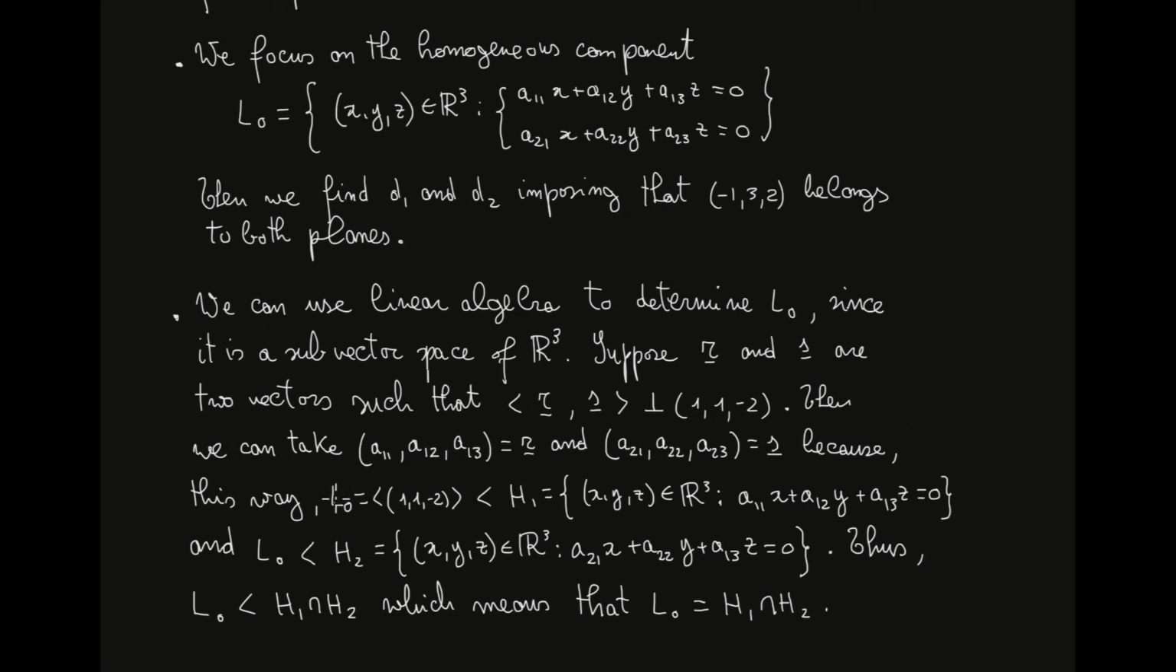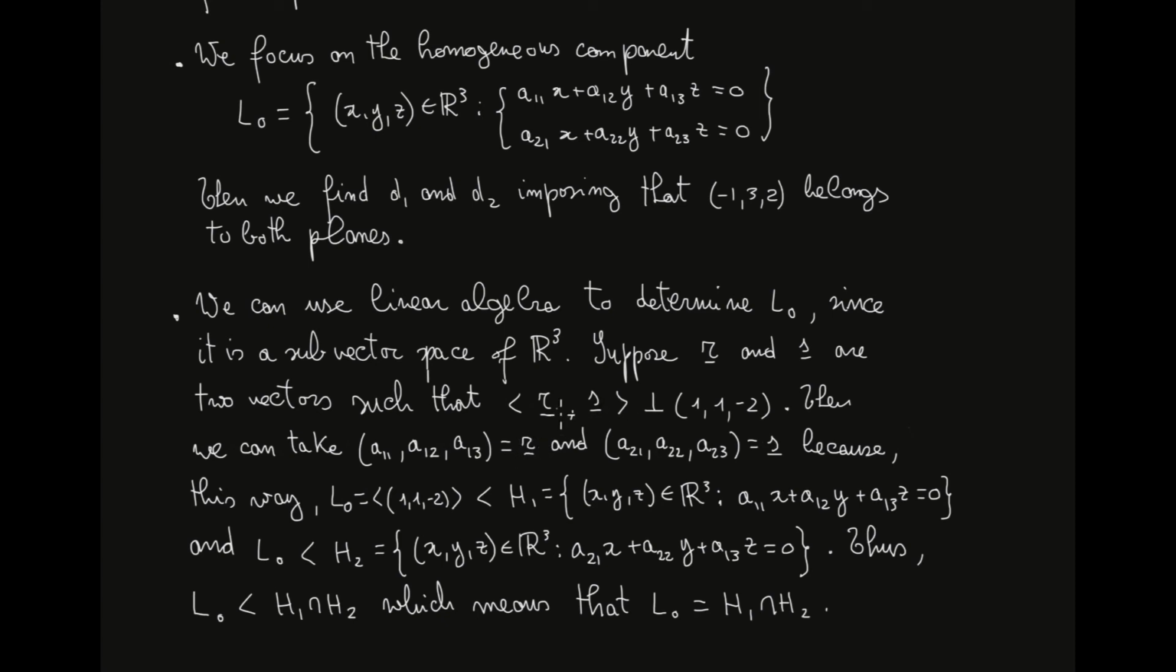Notice that L naught, which is the vector space generated by (1, 1, -2), as I just said, is certainly a subvector space of the plane H1, whose defining equation is given by the coefficients of R. Indeed, in this form, H1 are all the vectors in R3 that are perpendicular to the vector R.